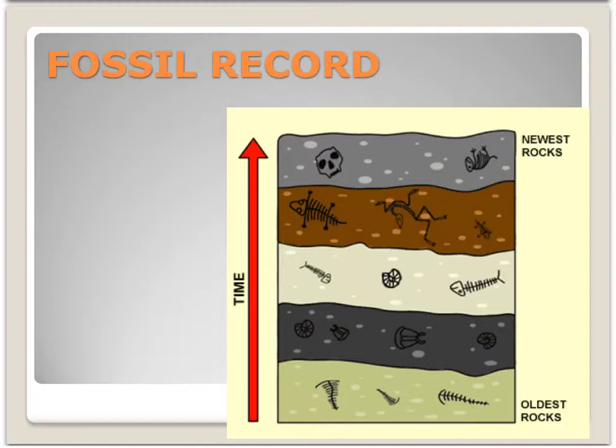Anyhow, scientists can date fossils by observing which layer of rock they originate from. The oldest rocks are at the bottom of the rock layer. The newest fossils are at the top.